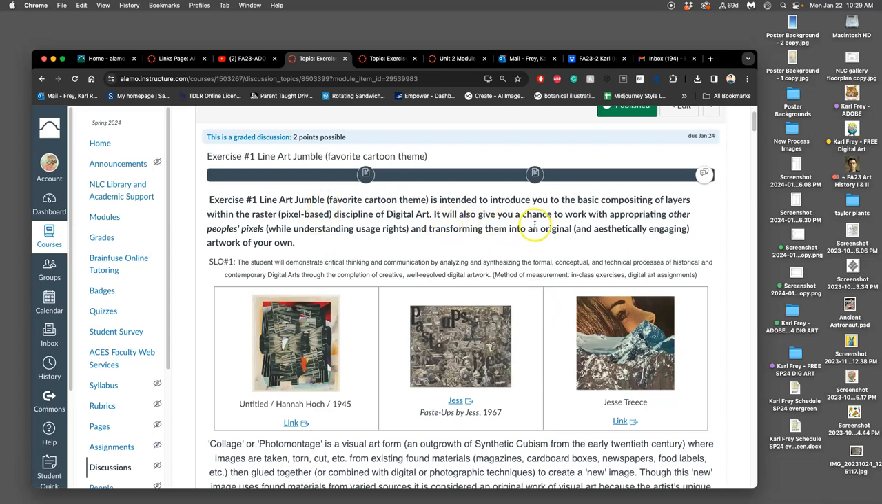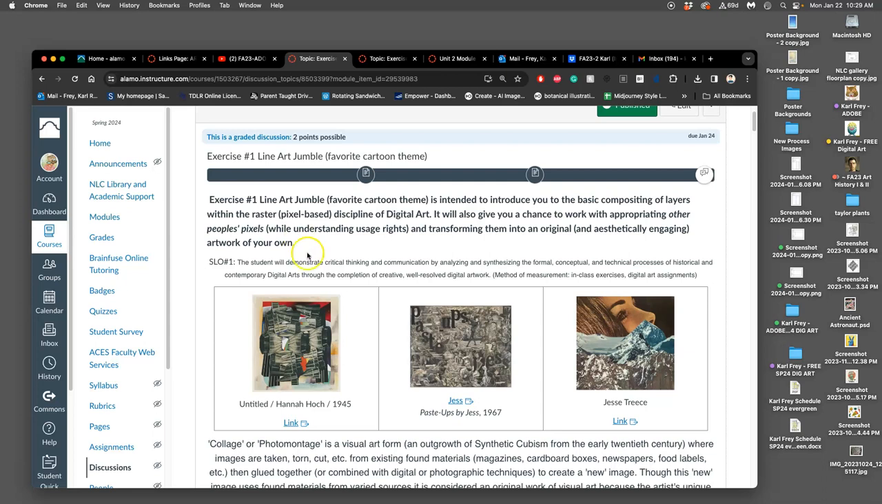It will also give you a chance to work with appropriating other people's pixels. So we're going to talk a lot about that. I call it OPP. Other people's pixels means you do not have the rights to them as they are. Just like you don't have the rights to the photographs you find in a magazine that you want to cut out. But if you can use them and create something original with them, which under copyright law is called transforming them, then they become yours.